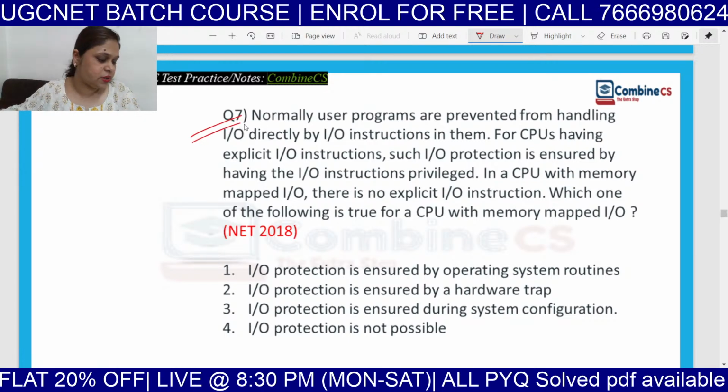Question number 7 on the screen. Normally, user programs are prevented from handling input-output directly by input-output instructions in them. For CPUs having explicit input-output instructions, such input-output protection is ensured by having the input-output instruction privileged. In a CPU with memory mapped input-output, there is no explicit input-output instruction. Which one of the following is true for the CPU with memory mapped input-output?